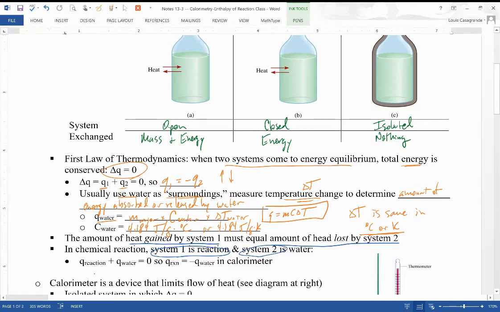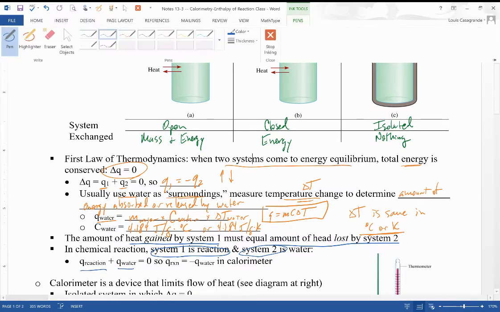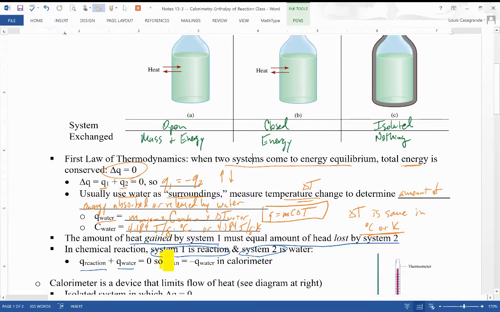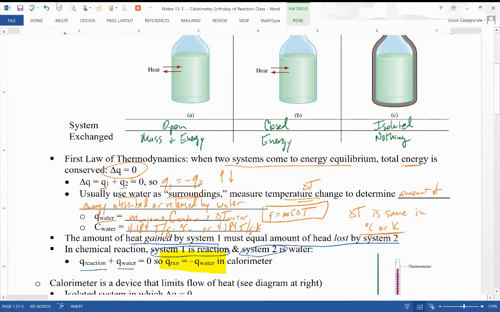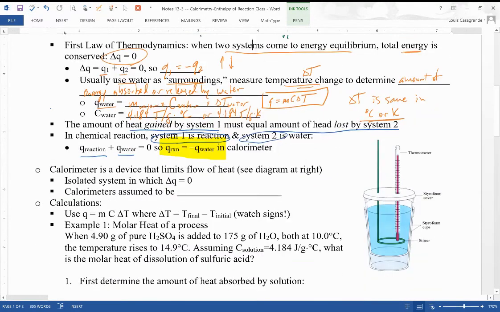And so if we add them all up, the Q of the reaction plus the Q of the water equals 0. So Q of the reaction has to equal the negative of the Q of the water that is in the calorimeter. And that's going to be crucial to understanding the calculations down below.